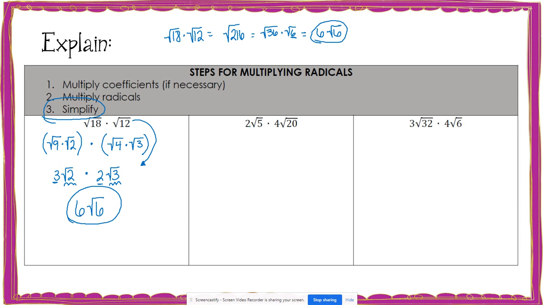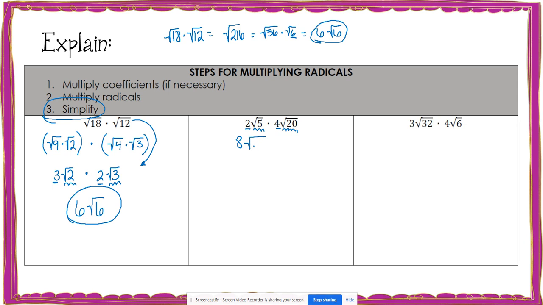Our next problem says 2 times the square root of 5 times 4 times the square root of 20. Again, for this one, you can multiply straight out or you can simplify first. If we multiply to begin with, we have our coefficient of 2 times our coefficient of 4. 2 times 4 would give us 8. Then we would multiply our radicals. So we would multiply the square root of 5 times the square root of 20.